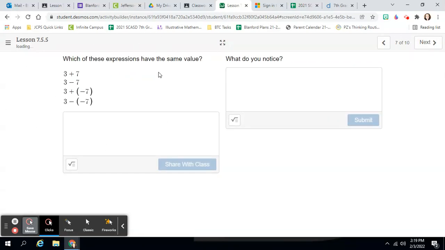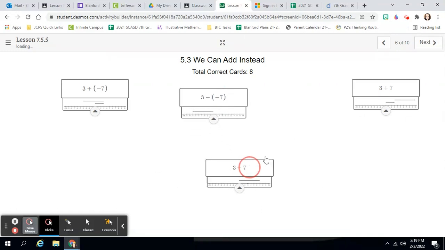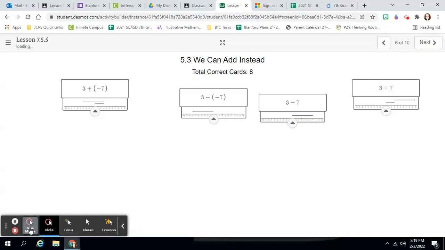So here's what we're going to look at. Which expressions here actually have the same value? Which ones add up to the same thing or subtract to the same thing? So I want you to go ahead and try that out. For this one, I'm going to go back to my card sort. And what I'd like to do here is write the answer, for instance. So 3 plus -7. If I look at my number line here, I know that this is going to end up to be -4.